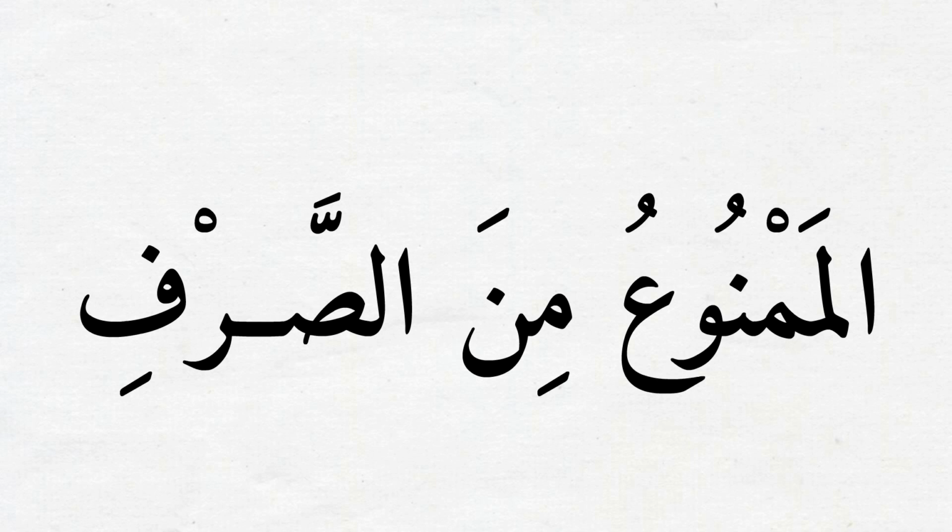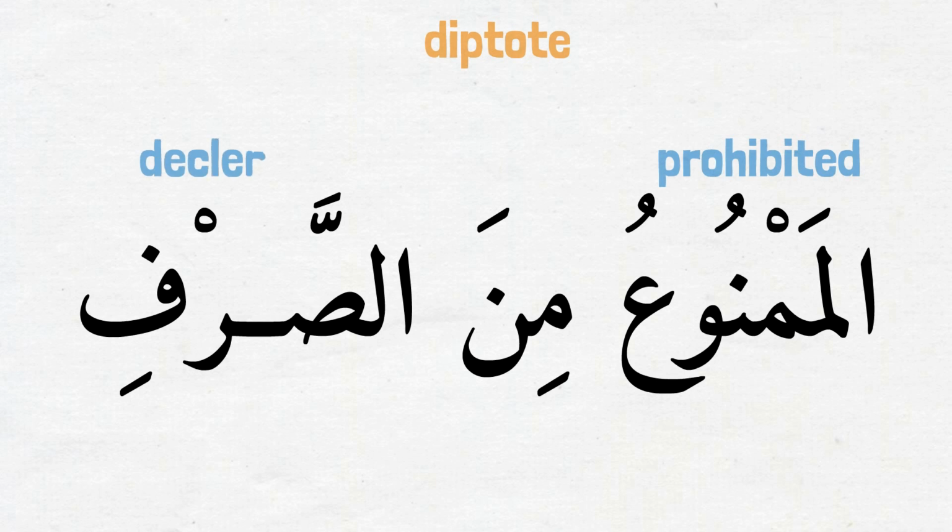At the top of the page, the title says الممنوع من الصرف, which, as we already know, translates to English as the diptote. Literally though, the word الممنوع means prohibited, and الصرف means declension. So the phrase الممنوع من الصرف literally means nouns that are prohibited from declension. We will find out in the next lesson why it is prohibited from declension, insha'Allah.